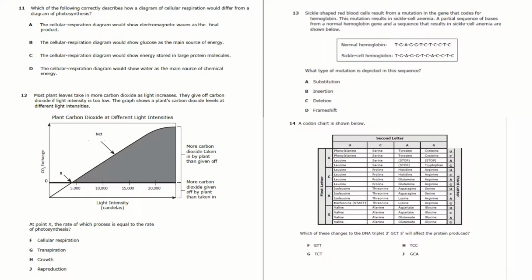Number 11, which of the following correctly describes how a diagram of cellular respiration would differ from a diagram of photosynthesis? So keywords here, cellular respiration, photosynthesis. They want to know basically how do cellular respiration and photosynthesis differ? Okay, so we know that cellular respiration is going to involve glucose being broken down to release energy, which is in the form of ATP.